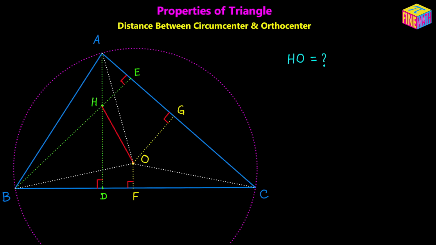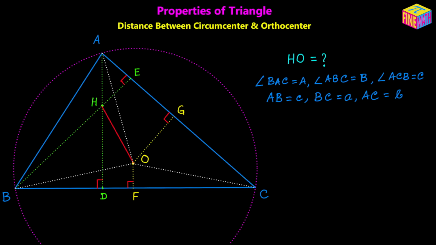So our main challenge is we have to find out what is the length of HO, the red line there, right? And to find the length of HO, we are going to utilize the triangle HBO. To get into the real proof, let's first clear up our assumptions. We are going to use the same naming conventions.